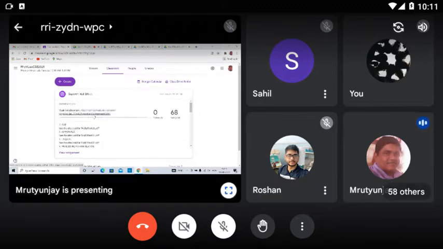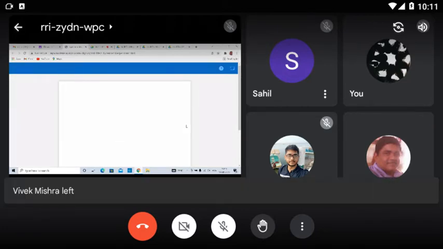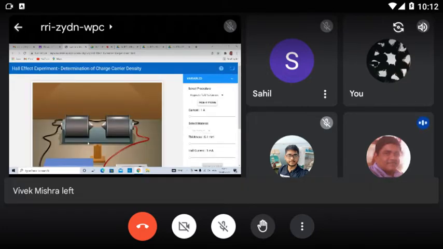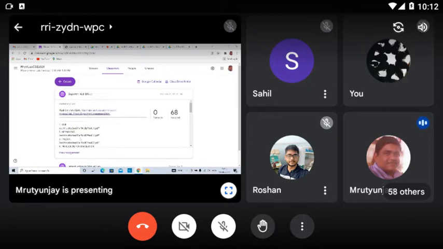See, the first one you will find is one link, that is the BLAB simulator link. After clicking this one, we'll go to the experiment. You just observe. Okay, this is the experiment. How to perform the experiment, I'll say later. But before that, you just check other things, then how to write your fair record.